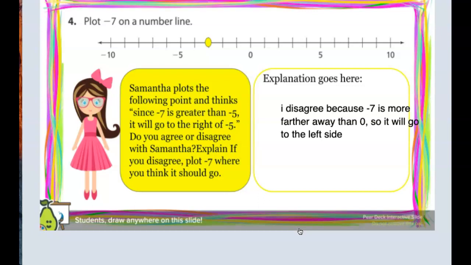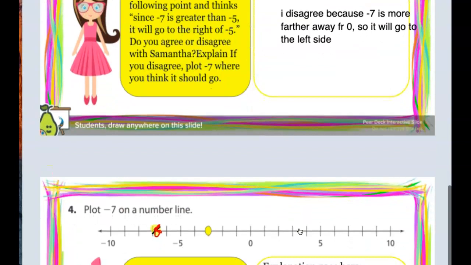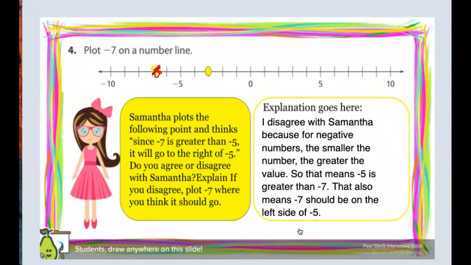Yeah, the bigger the number, okay, on the left. Basically, negative works opposite of positive. So you disagree. Yeah. How about this one?